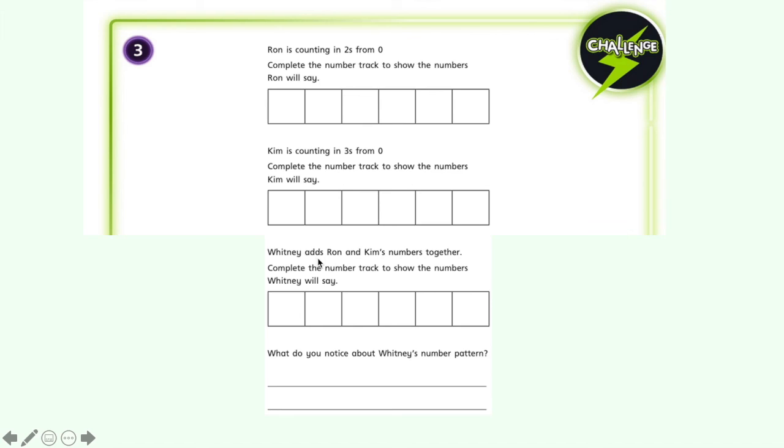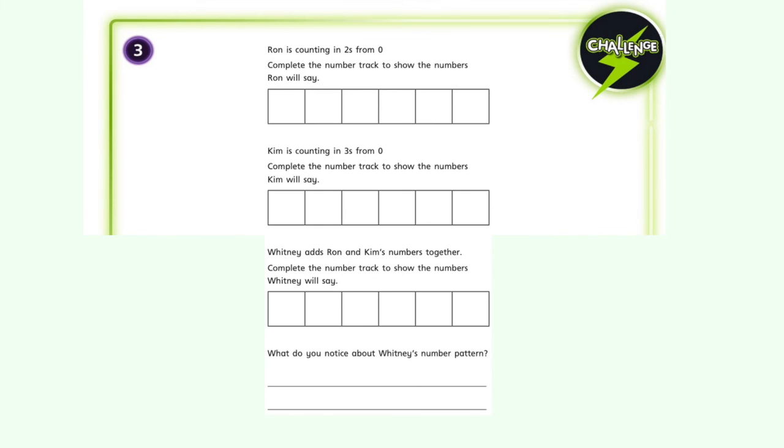Now Whitney is adding Ron and Kim's numbers together. So she's adding the boxes like this. The first number she's adding together, the second number she's adding together, and she's writing her answers in a sequence as well. So complete the number track to show the numbers Whitney will say. And then finally, what do you notice about Whitney's number pattern? So fill in Ron's, fill in Kim's, and then add the first two numbers together and write them in Whitney's. The second two, write them in Whitney's, and so on until you've finished Whitney's. And then have a look at Whitney's pattern and see what you notice. Click pause here and have a go.